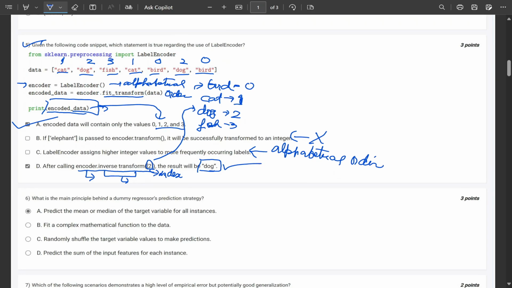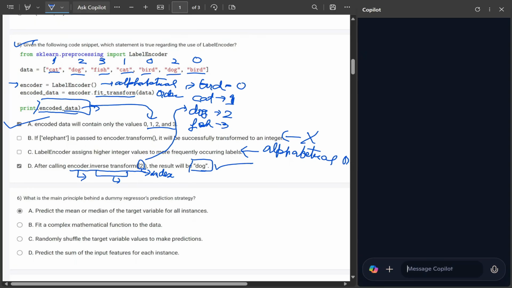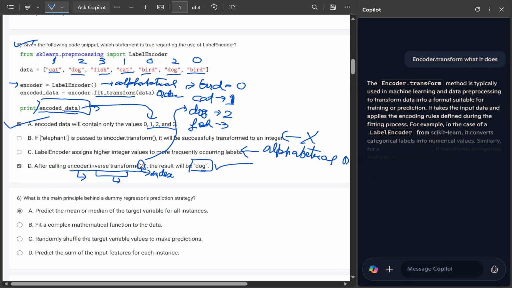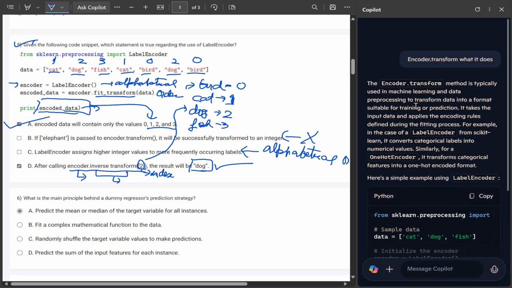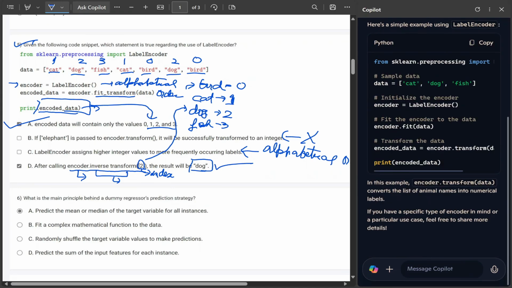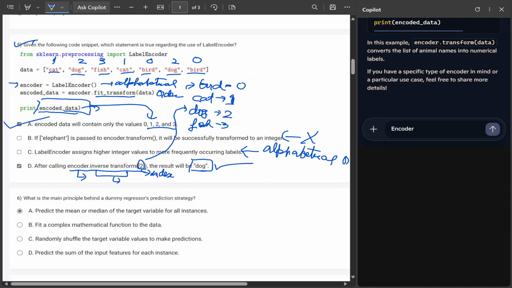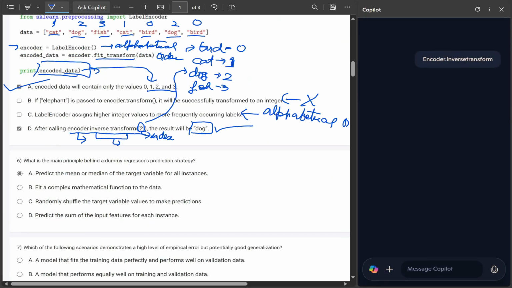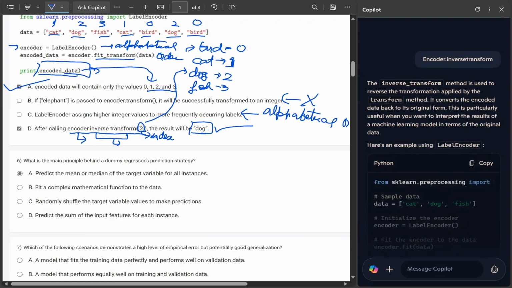So this is the whole idea of how things work, and if you want, let's just clarify things. Encoder.transform is typically used in machine learning and data processing to transform data into formats suitable for training and prediction. Now if we do encoder.inverse_transform, let's see what it gives. The inverse transform is used to reverse the transformation applied by the transform method. It converts the encoded data back into its original form. This is particularly useful when you want to interpret results of a machine learning model in terms of the original data.